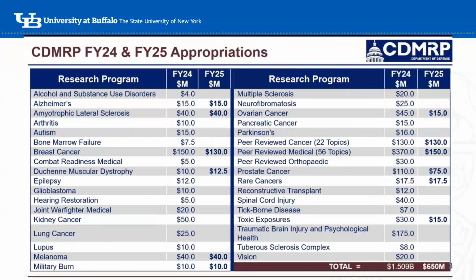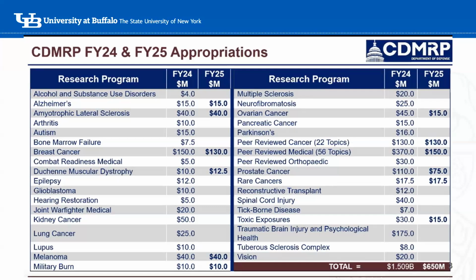So I pulled this slide directly from a recent CDMRP webinar, which I have a link to in a later slide. And I just wanted to show you here, first of all, the differences between fiscal year 24 and 25, but also to show that CDMRP and DoD do not pick the program areas. Congress does. So I just wanted to make that very clear.